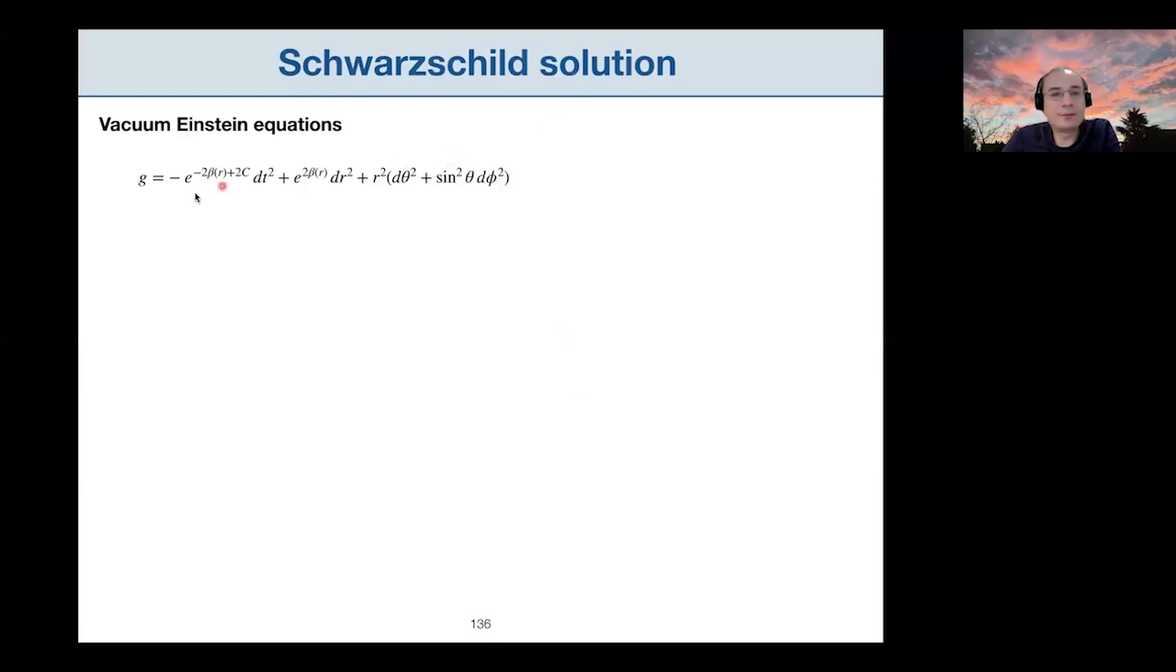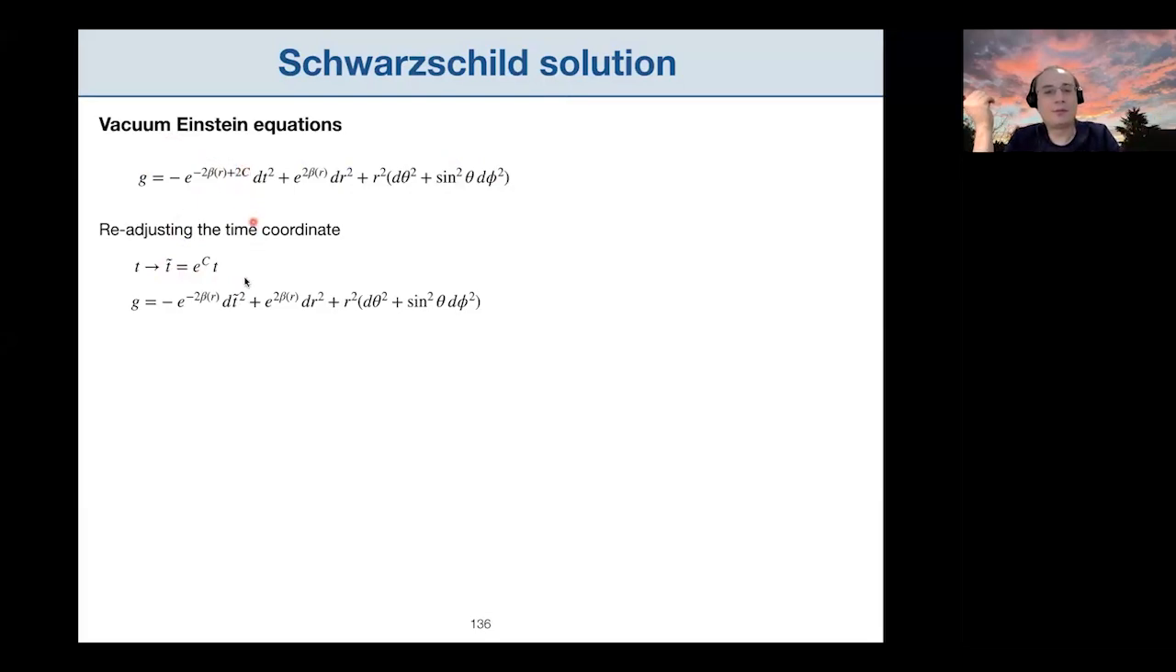So here's the metric we get. There is a constant here, c. However, we can get rid of this constant easily. It's just a question of rescaling the time coordinates. C is a constant over the whole space-time. We just multiply the time coordinate by e to c, introduce this way a new t coordinate, and the new metric, well, it does not have c.